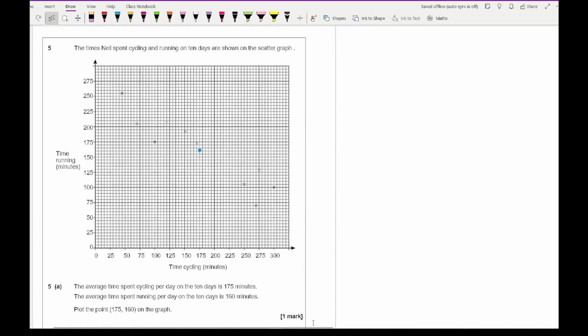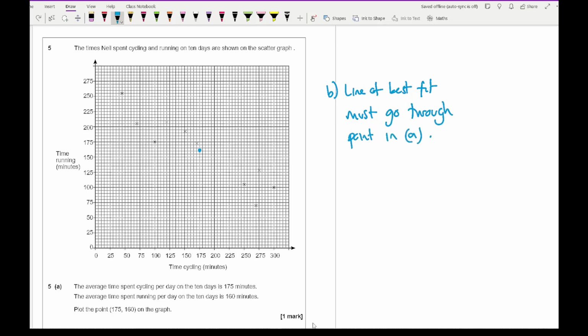And then it says draw a line of best fit through the data. Now for your line of best fit, let me just write B here. Your line of best fit must go through the point in part A. Now during statistics, you may not have been taught this, but if you've worked out the average of your X values and the average of your Y values, then your line of best fit should go through that point. If your teacher's not taught you that, then that's different, but again that's something that you need to highlight.